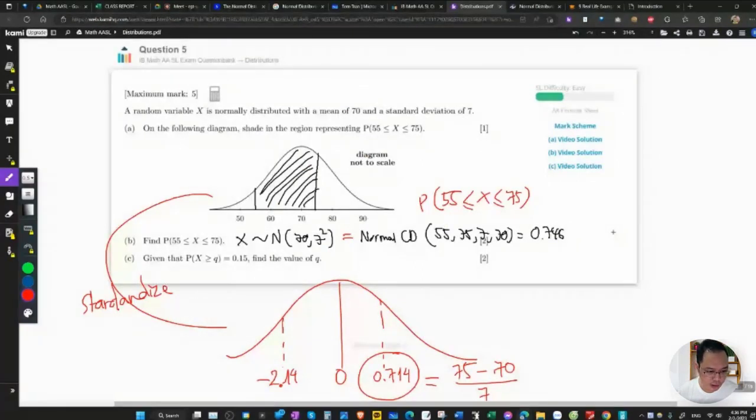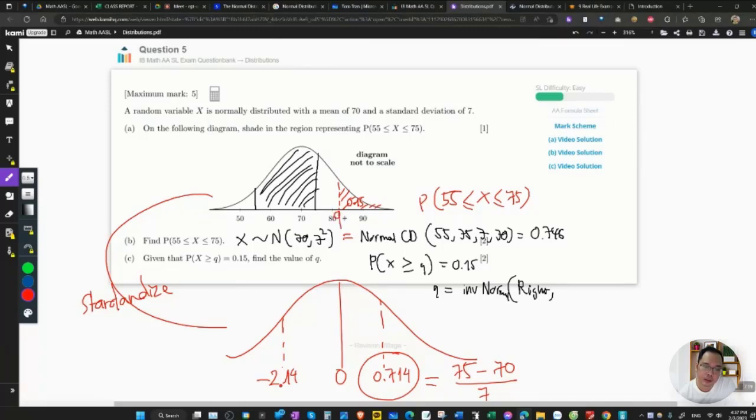The next question, C, given that the probability of x greater than or equal to q is 15%, find the value of q. Inverse normal. All right. That is on the right, because it's greater than q. 15%, for example, this area. Yeah, 15% area on the right. This is the value of q.